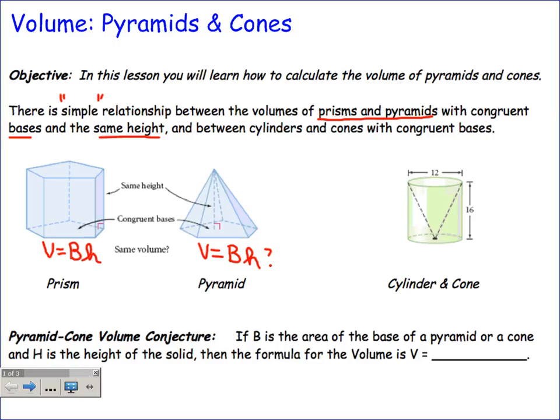No. What do you mean no? Well, the bases are the same. They have congruent bases. They're the exact same height, so wouldn't it be the same volume? No. Why wouldn't it be the same volume? Because it has two bases. Okay, so here's what Katie's saying.